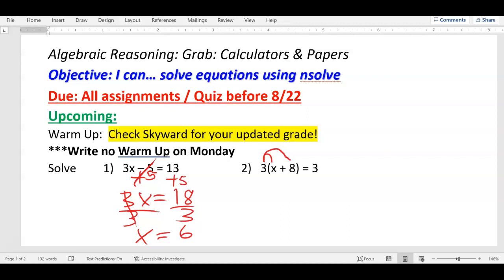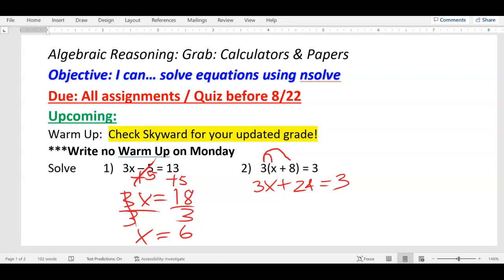So 3 times x is what? So whenever you have a number times a variable, they go together. So 3 times x, 3x. So let's write that down. And then 3 times 8, 24. If it's positive, I put a plus sign, 24. And then bring down equals 3. Now, this looks like what we did before. It's a two-step problem. So what do I get rid of first?